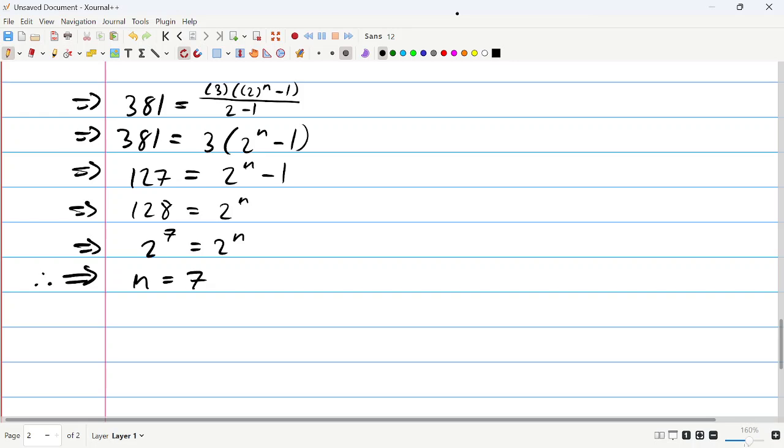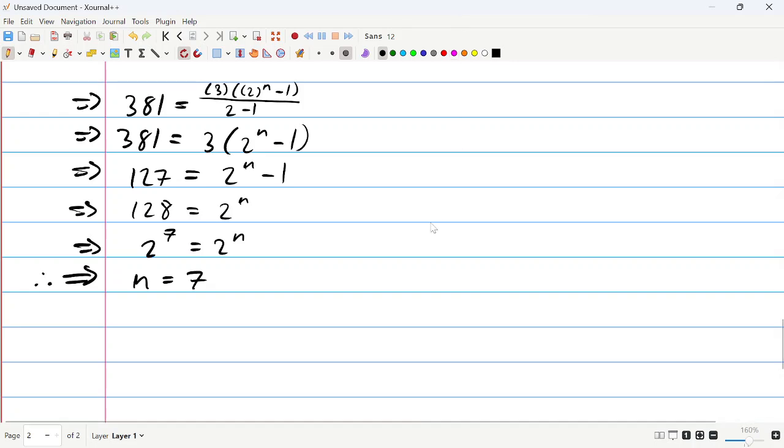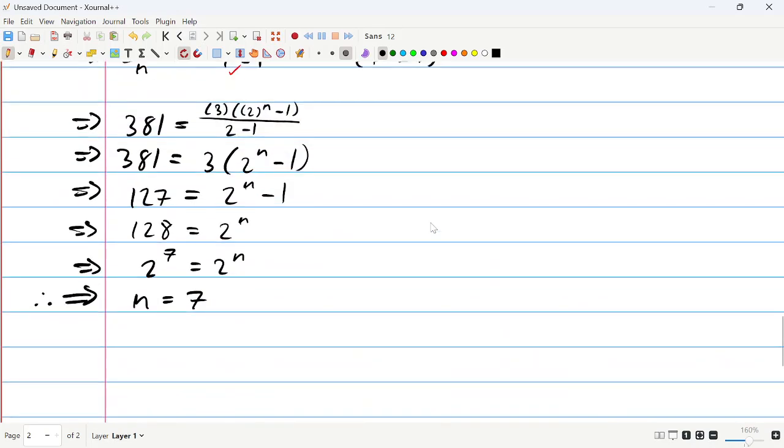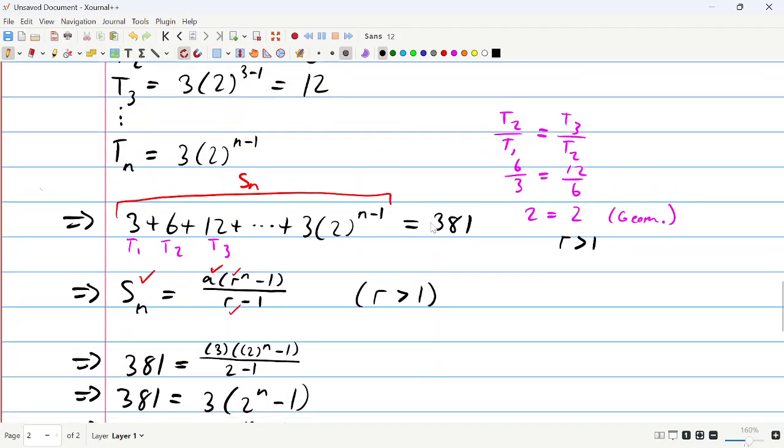And do you notice that we just solved for n? And that is how we deal with sigma notation. So it's really not that bad. You just need to get into it, and then it should be fine.